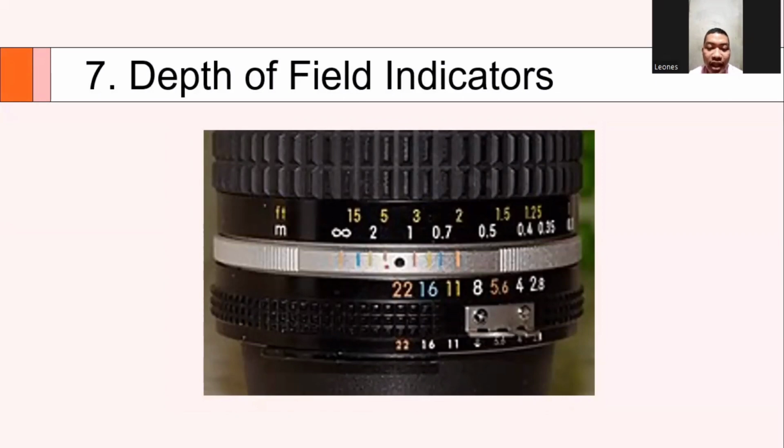The depth of field indicators. The lenses that have distance indicators usually have depth of field indicators. The depth of field indicator shows the approximate depth of field, and the indicators are marked as 22, 11, and 8.